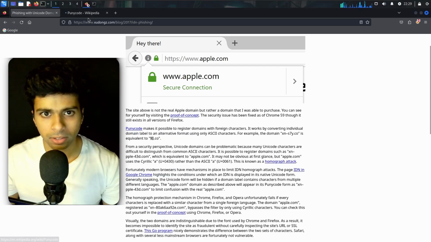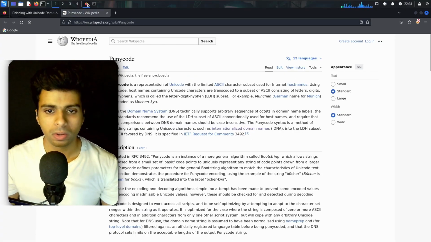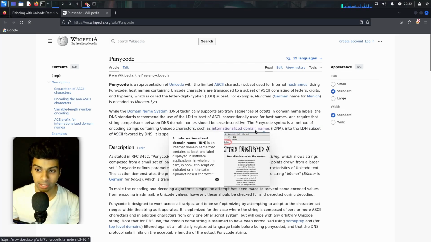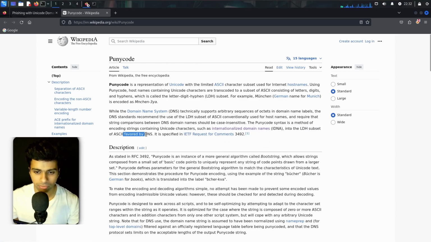So let's visit this link, which points us to the Wikipedia article. So Punycode is a representation of Unicode with the limited ASCII character subset used for internet hostnames. Using Punycode, hostnames containing Unicode characters are transcoded to a subset of ASCII consisting of letters, digits and hyphens, which is called the LDH subset, which we had discussed previously. The DNS standards recommend the use of the LDH subset of ASCII conventionally used for hostnames. The Punycode syntax is a method of encoding strings containing Unicode characters, such as IDNA or internationalized domain names, into the LDH subset of ASCII, which is favored by DNS.